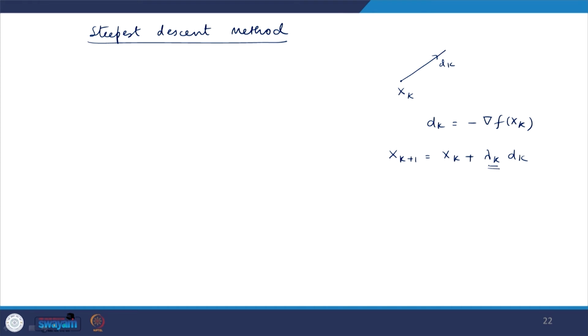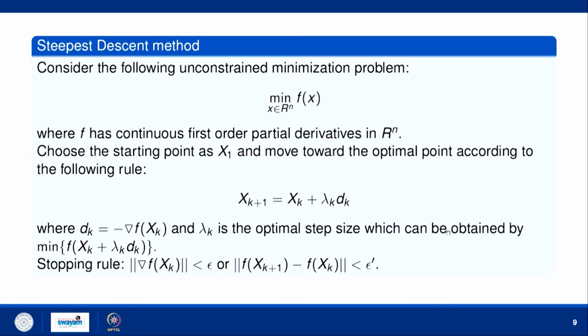Now, this d alpha k, this alpha k is the step size: from here we have to reach a point x k plus 1. So, how can we find the optimal step size? If we put in x k plus 1, that is f of x k plus 1, and minimize it over lambda k, then this will give the optimal step size. Okay. So, let us discuss it by an example.